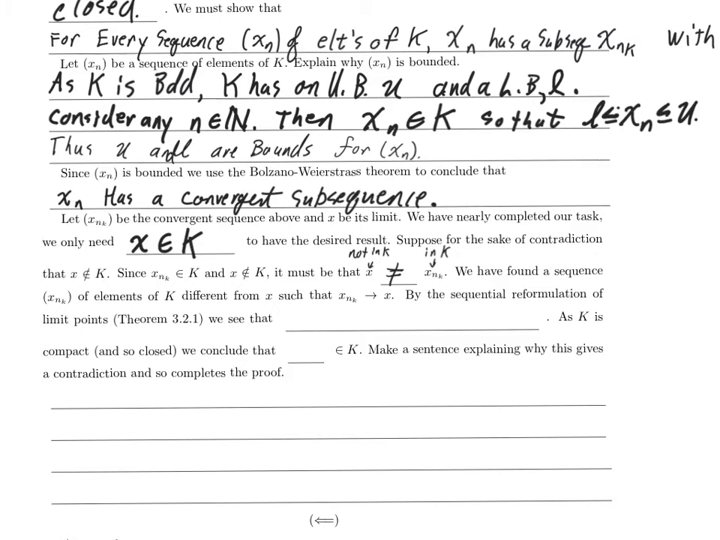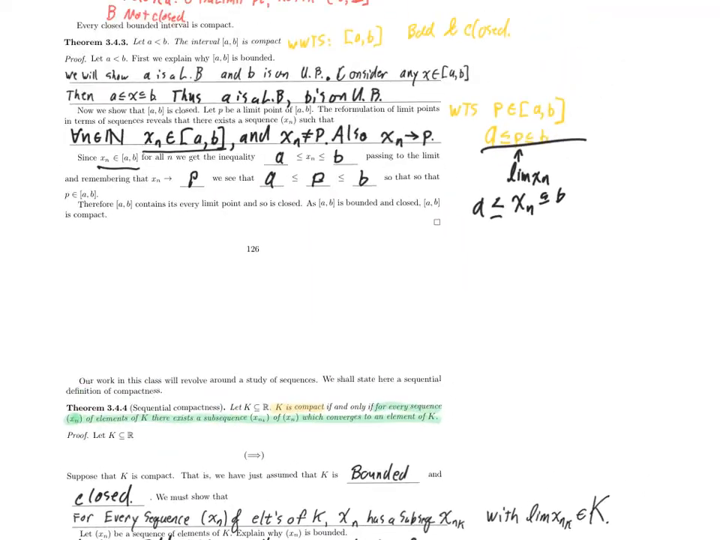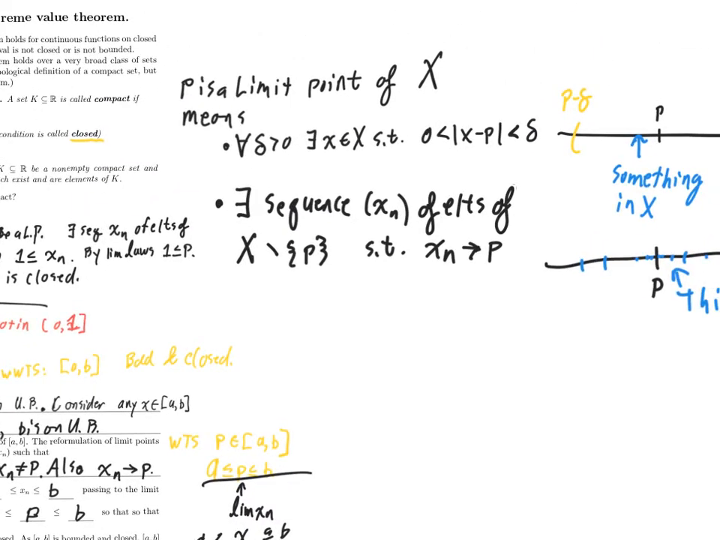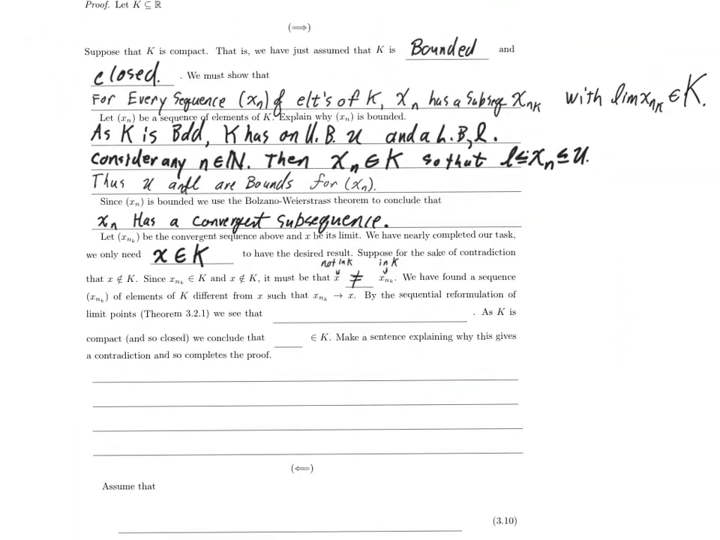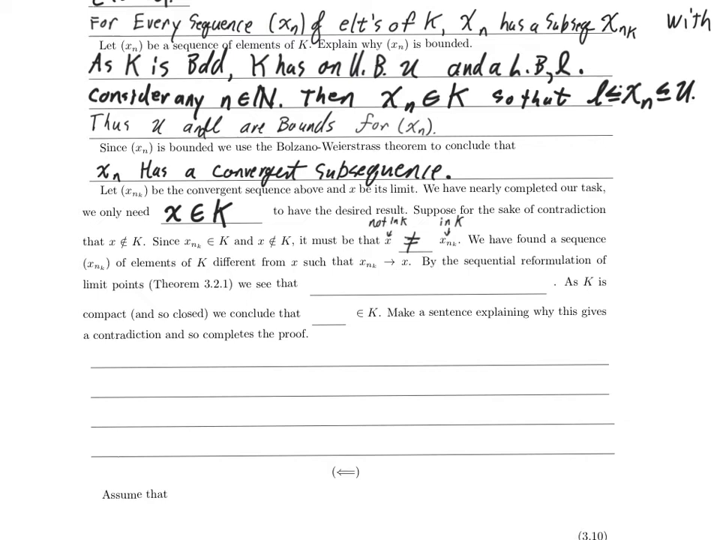We have now found a sequence x_{n_k} of elements of K which are not equal to x and that sequence converges to x. Oh, but check it out. That's exactly what it means to be a limit point, right? To be a limit point, you just need to have a sequence of elements of K different from the thing that they're converging to, such that the sequence converges to it. So by the sequential reformulation of limit points, this means that x is a limit point of K. Wait, K is compact. Compact sets are closed. By assumption, compact means closed and bounded. So I can conclude that x is in K.